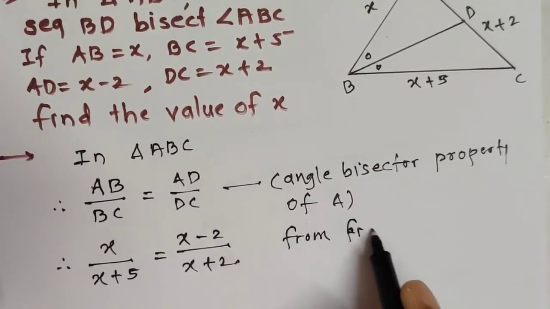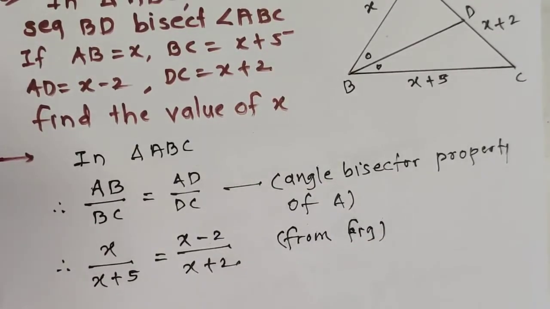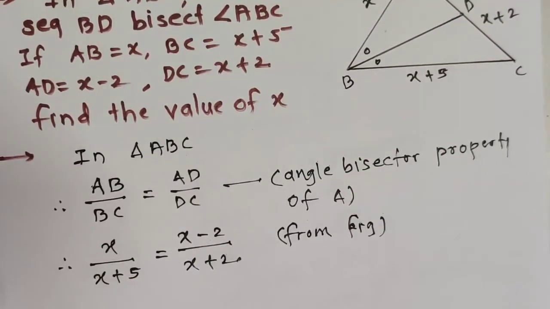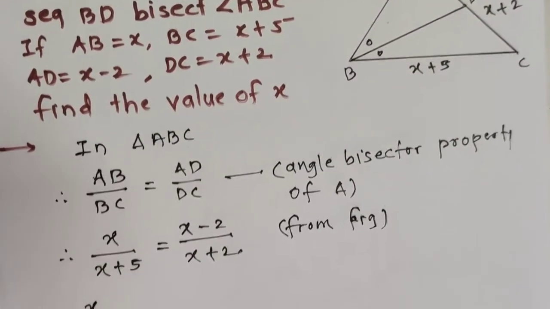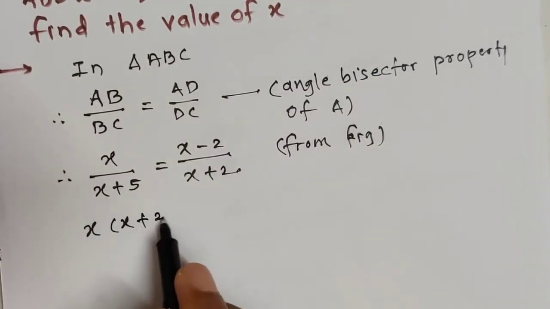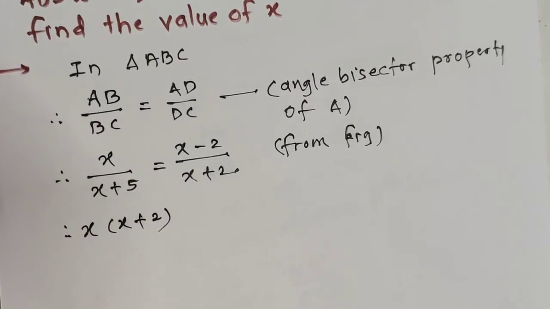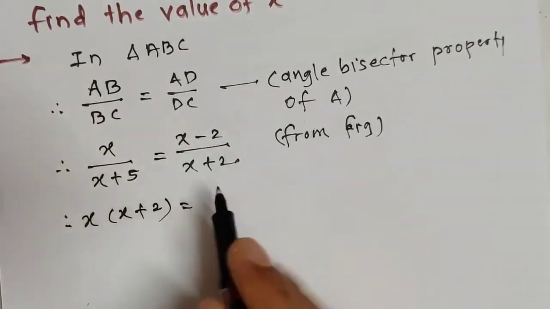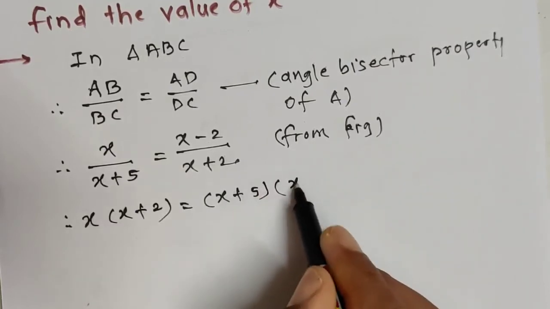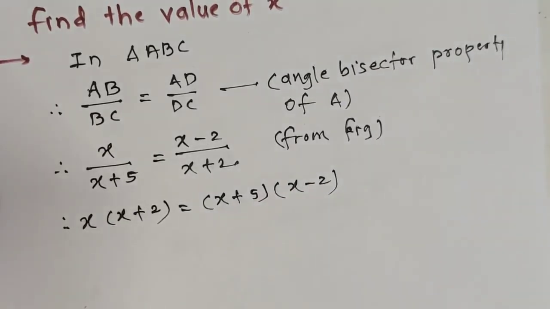Or we can write "given from figure" or "given". Now by cross multiplication, x into (x plus 2), this is the first cross multiplication, is equal to the second, (x plus 5) into (x minus 2). Now open the brackets.